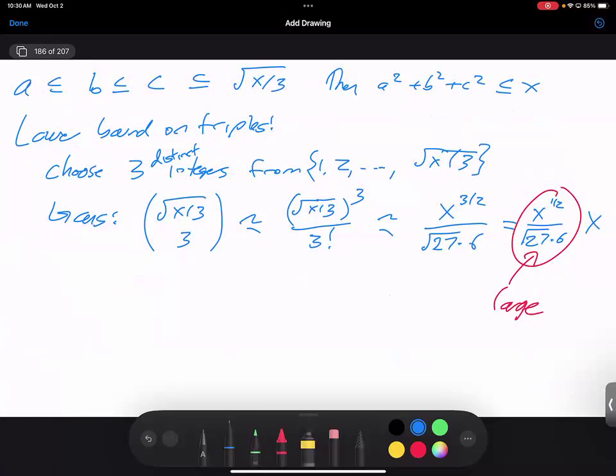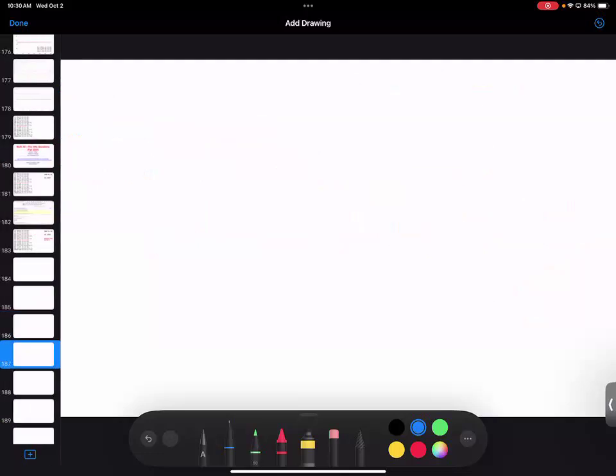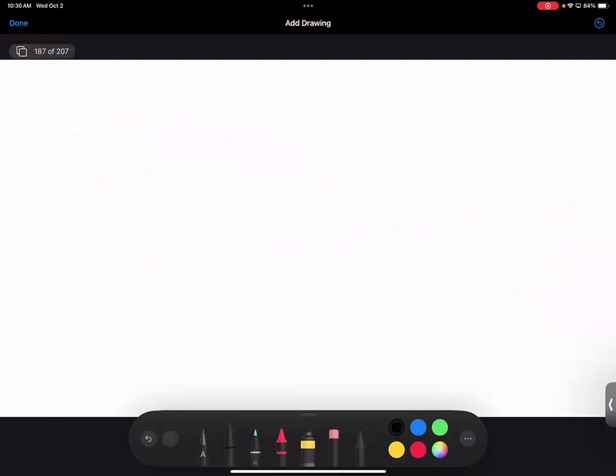So the pigeonhole principle failed us. Do we have any other way that worked to show that not every number was the sum of 2 squares? Mods. So let's try mods again. In the interest of time, do you want to try mod 8? Let's do mod 8. Okay, that's fine.